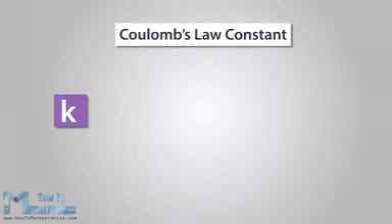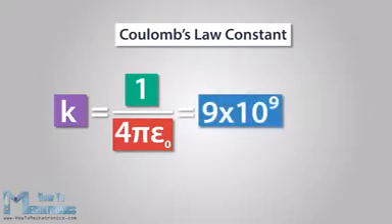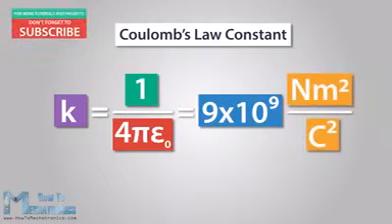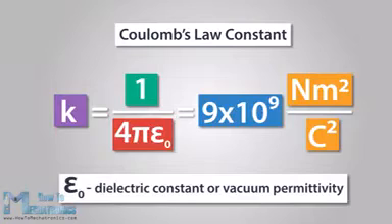The lowercase k is called the proportionality constant or Coulomb's law constant. The value of this constant is dependent upon the medium in which the two objects reside. In the case of air, the value of the Coulomb constant is 1 divided by 4 pi epsilon naught, which is approximately 9 times 10 to the 9 newton meter squared per coulomb squared. Epsilon naught is called the electric constant or vacuum permittivity.